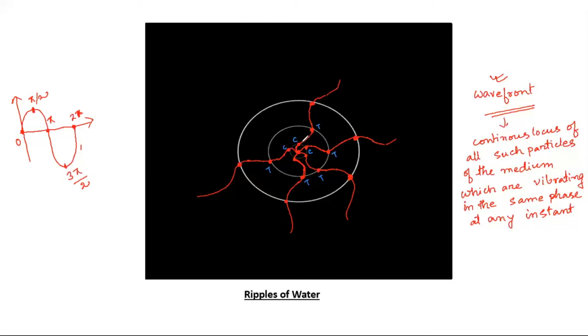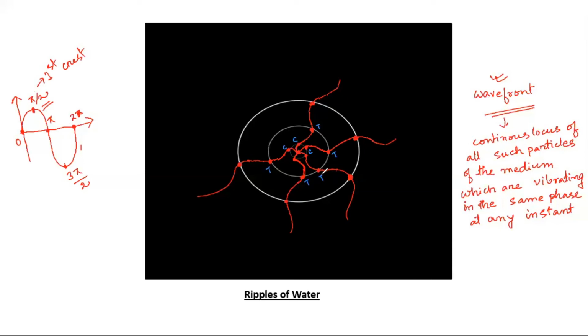When we talk about this first crest, all these points are the first crest. All these points have a phase of pi by 2, our first crest. So all these points are vibrating in the same phase, and this is nothing but my wavefront. It is the locus of these points which are vibrating in the same phase, that is pi by 2.